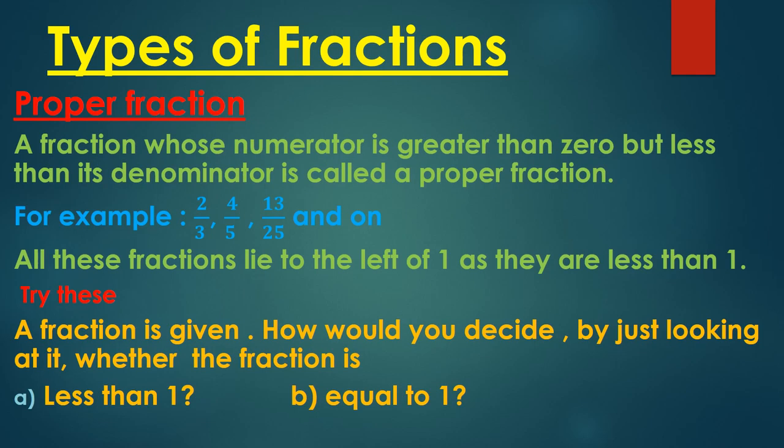In the types of fraction, first type is proper fraction. A fraction whose numerator is greater than 0 but less than its denominator is called a proper fraction. Whose numerator is smaller and denominator is greater, that is called the proper fraction. For example, 2 upon 3, 4 upon 5, 13 upon 25 and so on.